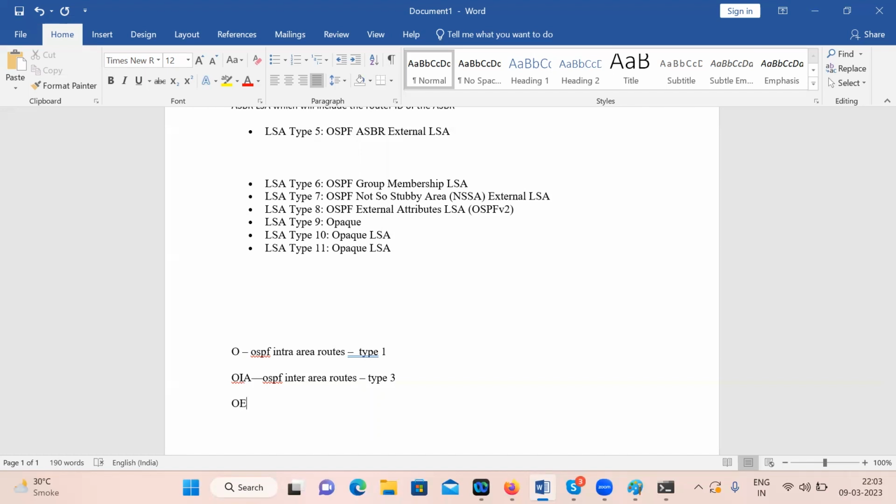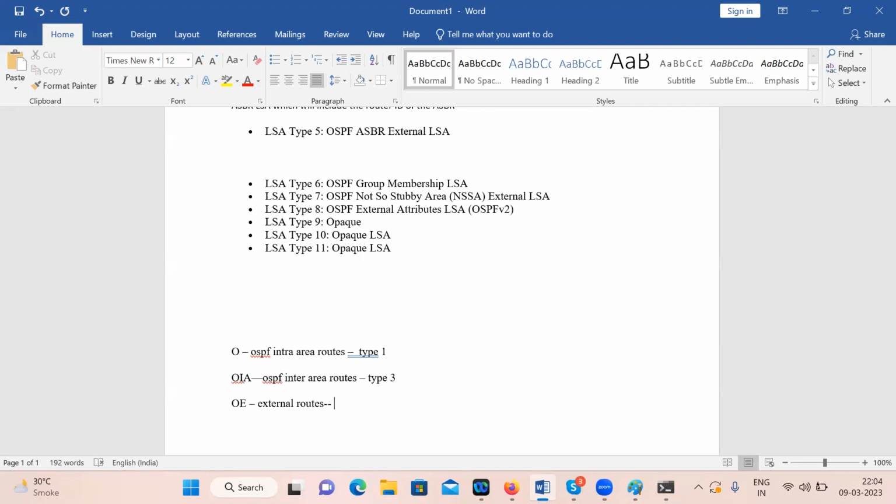Okay, and the last one is OE routes. There you have two different types, OE1 and OE2, that we will see afterward. But here it is OE routes, OSPF external routes. Through which LSA type do we get them? Type 4 and type 5 both are involved. Type 4 is not responsible for sending any network information. It will only send the ASBR information, only the ASBR router ID.